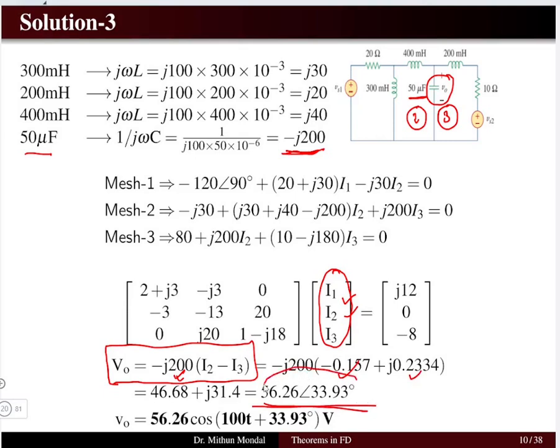Now this is in the phasor domain, which we have to write in the time domain. The maximum magnitude is 56.26. We have the source in the form of a cos, 33.93 is the angle and the frequency is 100. So we can represent the voltage in the form of a time domain expression.